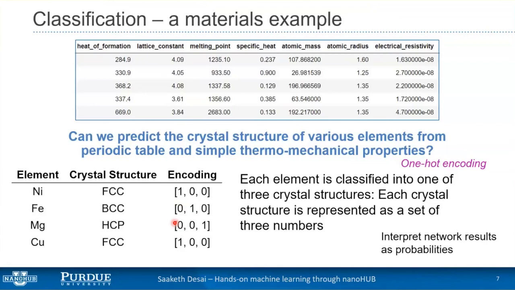Second, using these sort of encodings, as we'll see in a second, will allow our network outputs to be interpreted as probabilities. And this links to the underlying concepts of maximum likelihood estimation and the probabilities of the outputs of the network actually representing a probability distribution. So that is the reason for doing something like one-hot encoding. Again, the key idea is that we will represent each crystal structure as a set of three numbers shown here.